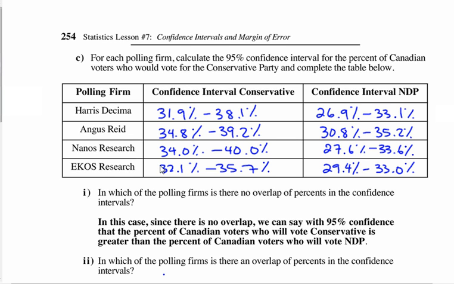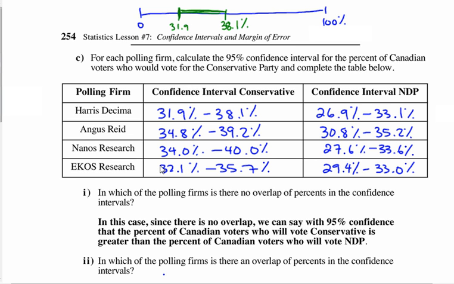Okay, so in which of the polling firms is there no overlap of percentage in the confidence interval? So what it's saying here is, if I were to put this on, here's 0 to 100%. So in the first survey, Harris Decima, we go from 31.9 all the way to 38.1%. So that's the Harris survey.